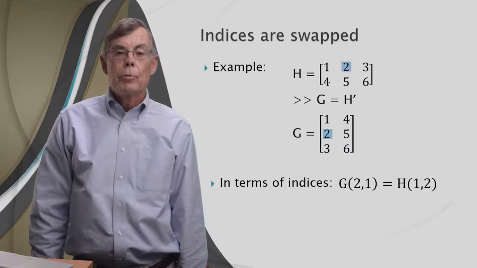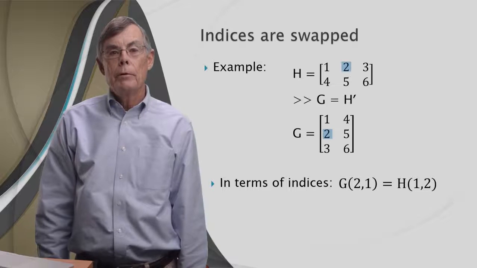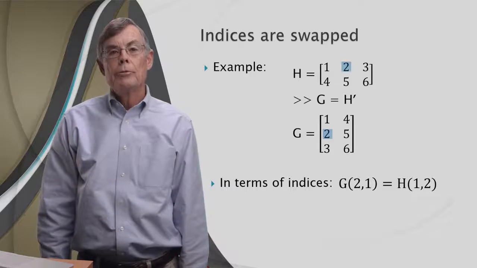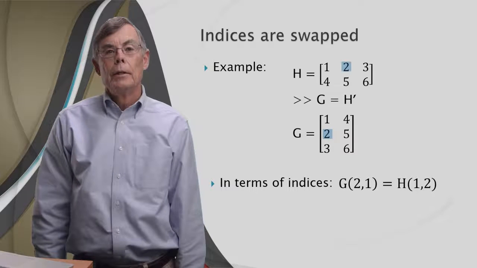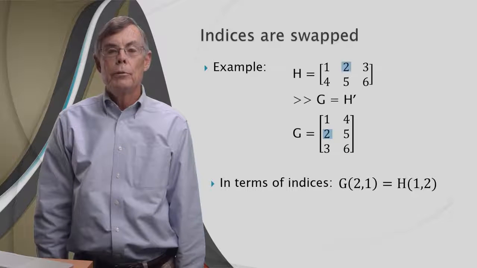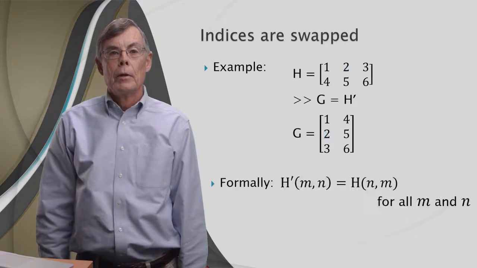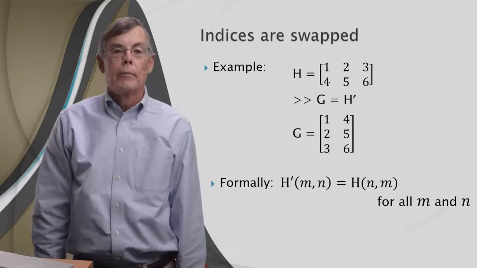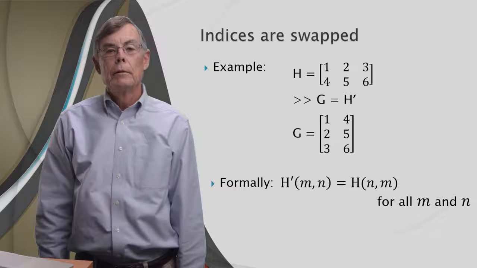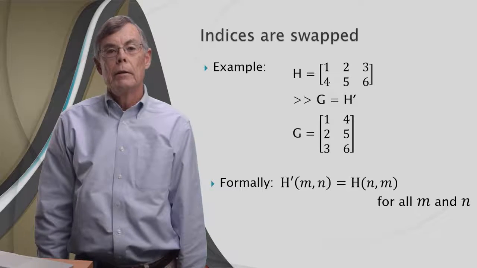Furthermore, the indices are swapped for each element in the matrix. By that, what I mean is, you look at that 2 in the top, that's element H12. It becomes element 21 of G. So the 1, 2 becomes 2, 1. 1 and 2 are swapped to become 2, 1. Said formally, H prime, or H transpose Mn, is equal to H and M for all M and N in H.